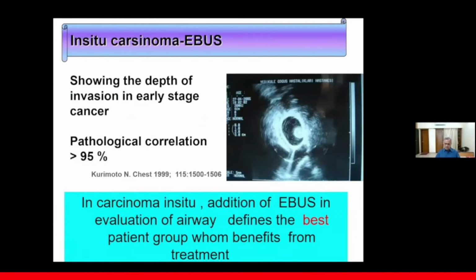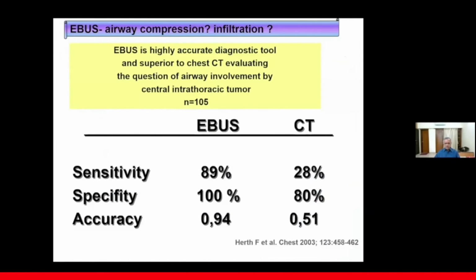Addition of EBUS in the evaluation of the airway defines the best patient group who benefit from treatment. If you have a lesion in the left upper lobe, you want to know whether there is a lesion apart from the carcinoma in situ. You want to know if the airway is involved or not. The best way of doing it is to put the endobronchial ultrasound probe in and see whether the airway is involved or not. You can take the biopsies from there, get an idea of the airway involvement, and plan your treatment.